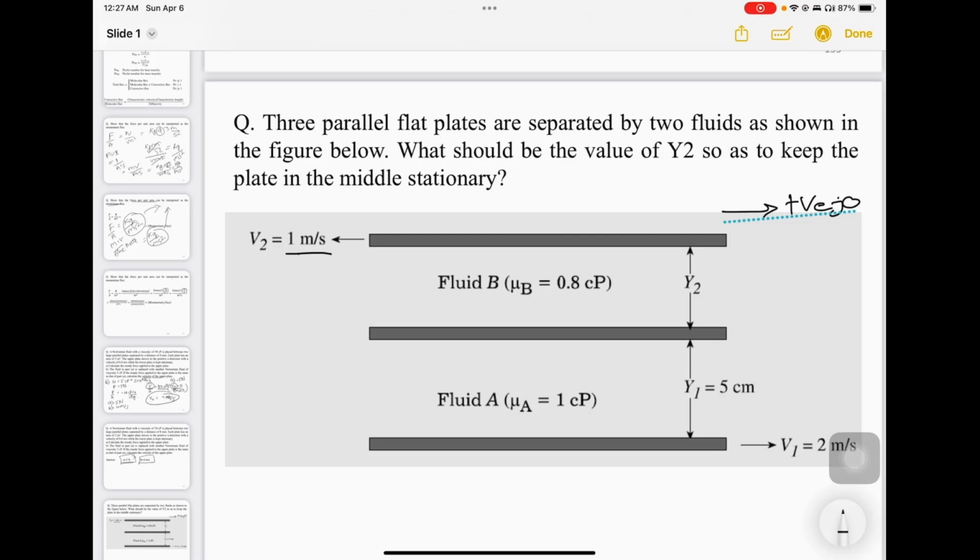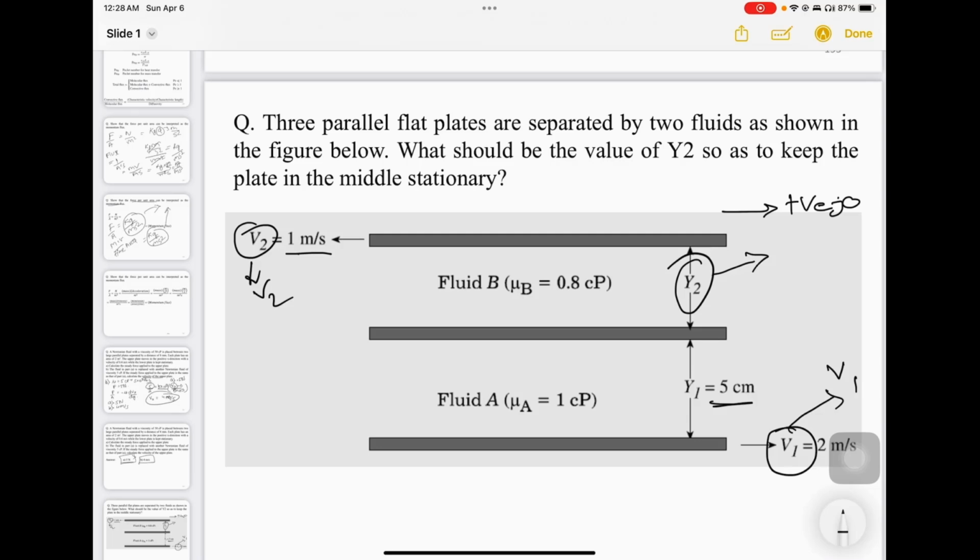The fluid between plate 1 and plate 2 is fluid B, which has its viscosity of 0.8 centipoise, and the distance between these two plates is y2, which we need to find out. And the fluid between the second plate and third plate is fluid A, which has its viscosity of 1 centipoise, and the distance between these two plates is 5 centimeter. The third plate is moving with velocity of 2 meter per second in positive x direction, which is denoted by v1, and plate 1's velocity is denoted by v2.